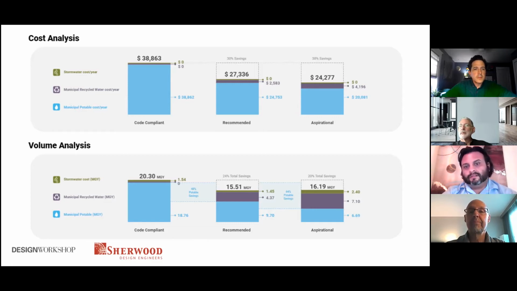And this is looking at just overall the water perspective, both from that volume analysis that we did earlier, and then translated into cost.